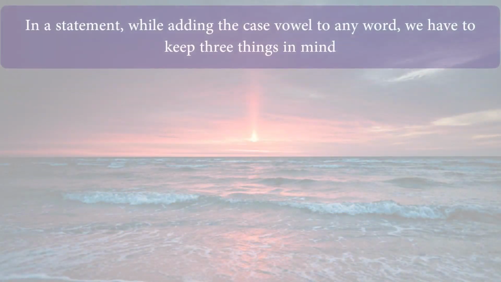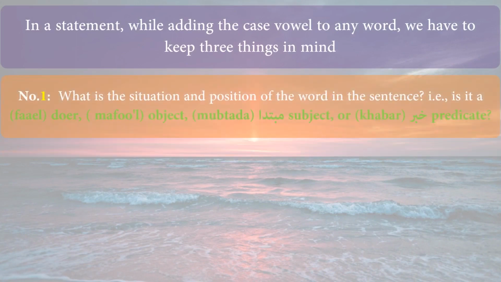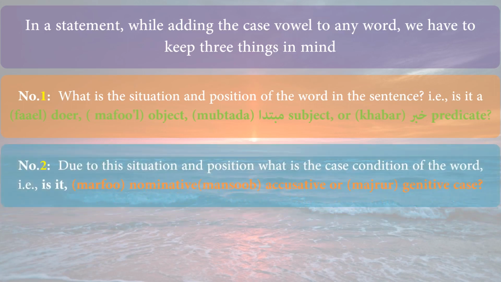In a statement, while adding the case vowel to any word, we have to keep three things in mind. Number 1, what is the situation and position of the word in the sentence? That is, is it a fa'il, doer, maf'ul, object, mubtada, subject, or khabar, predicate? We will learn about the subject and predicate later. Number 2, due to this situation and position, what is the case condition of the word? That is, is it marfu', nominative, mansoob, accusative, or majroor, genitive case?